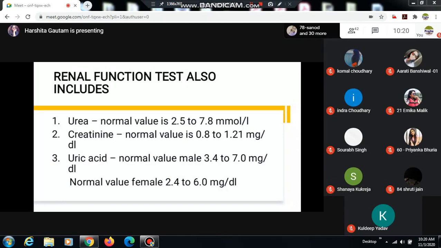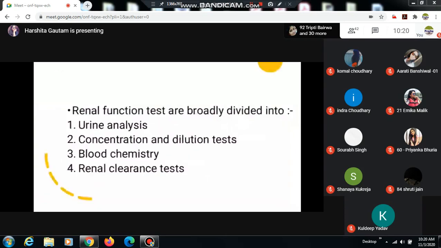Normal value of urea is 2.5 to 7.8 millimole per liter. Normal value of creatinine is 0.8 to 1. Value of uric acid in males is 3.4 to 7.0 milligram per deciliter, and in females it is 2.4 to 6.0 milligram per deciliter. Renal function tests are broadly divided into urine analysis, concentration and dilution test, blood chemistry, and renal clearance test. Now Shruti will explain further.